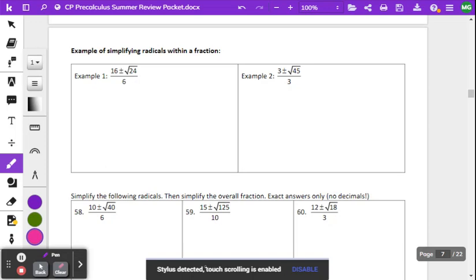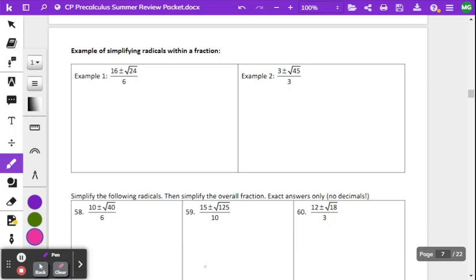Hi, everyone. I'm just going to give you a quick reminder about how to reduce fractions like the ones that we have up here for examples 1 and 2 when we have a radical in them. We're always going to be looking for an exact answer. So the first thing we do is we look under the radical and see if we can simplify that.